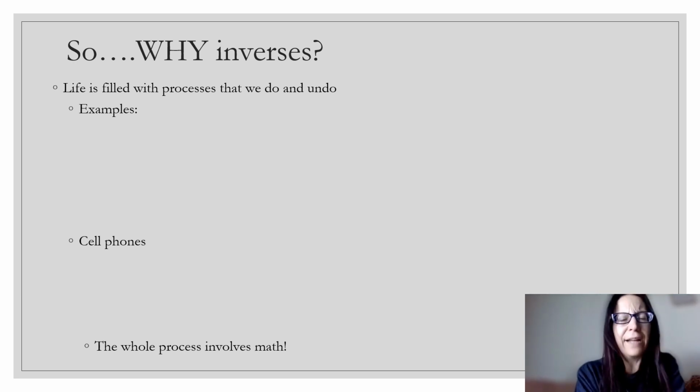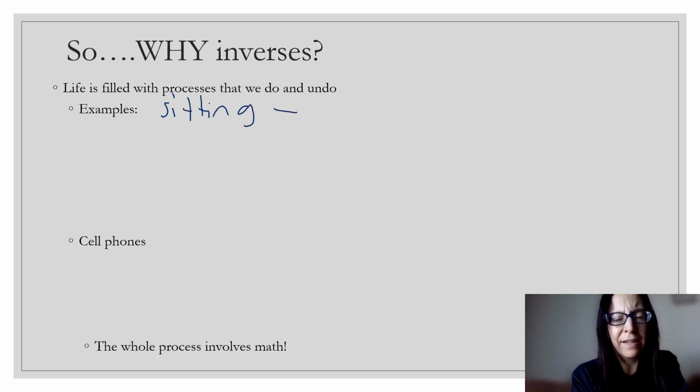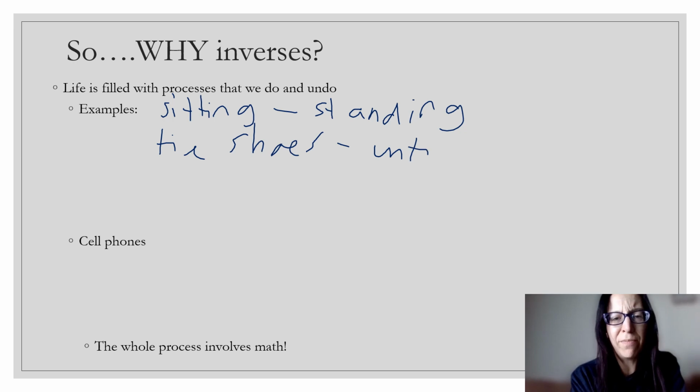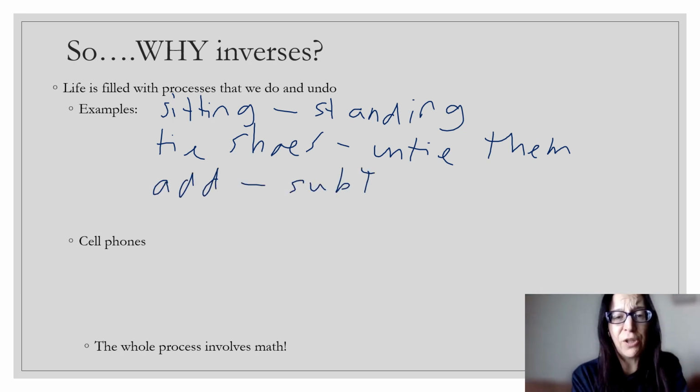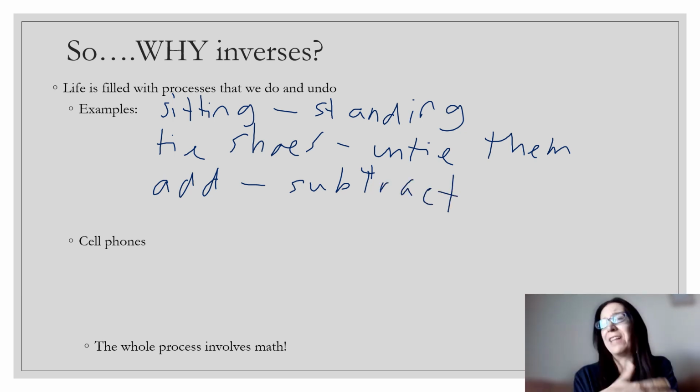Examples that have been generated before are something like sitting and standing. You sit down and then you undo that. Maybe tying your shoes: you tie your shoes and then you untie them. If we wanted to get more mathematical, we could say we would add and then we would subtract. So we have all these things in real life where we do and then we undo.